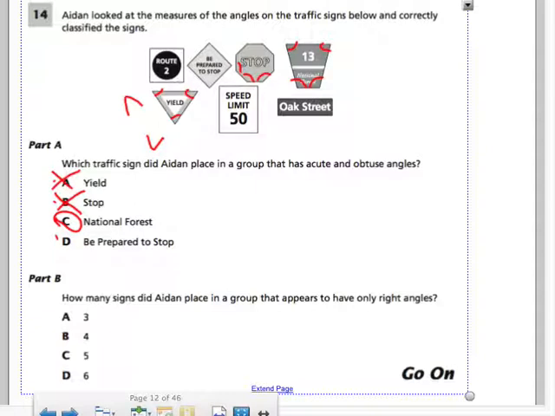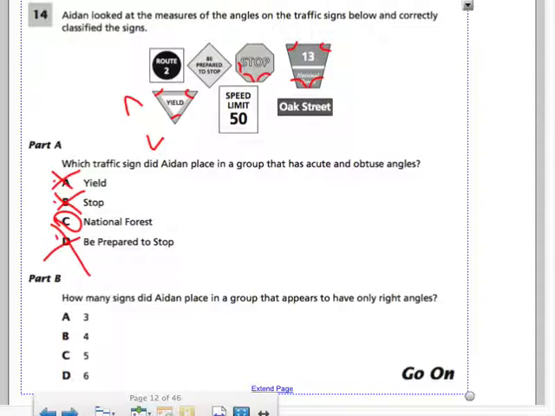What's special about the Be Prepared sign? It doesn't have any acute or any obtuse angles. What does it have instead? Kaylin? It has all right angles, you're right. But it didn't ask about right angles, did it? It has speed limit and extreme.